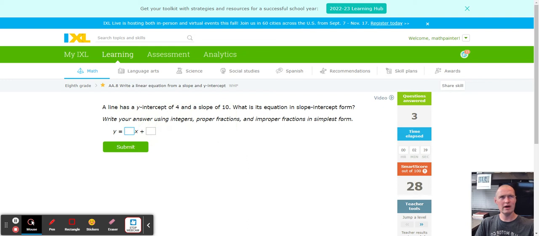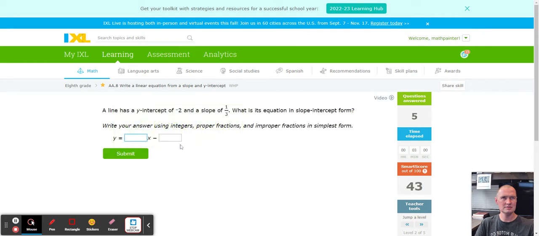A line has a y-intercept of 4, so the 4 is the y-intercept, which goes last. The slope is the value before the x. A line has a slope of 8, so the 8 goes first, and the y-intercept of 6. We have a y-intercept of -2. Notice the negative is already there, so we just need the 2 for the y-intercept.